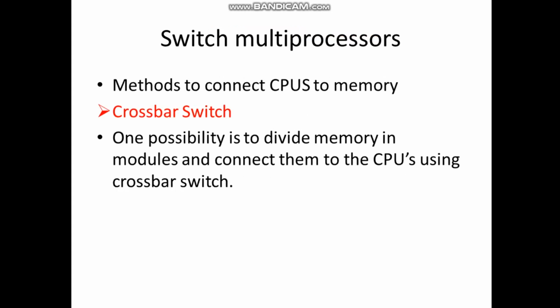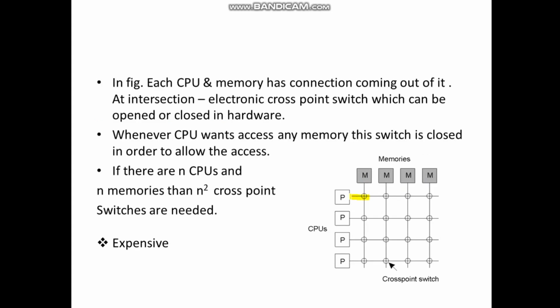Next we have switch multiprocessor. These are the methods to connect CPUs to the memory. First method is crossbar switch. One possibility is to divide the memory into modules and connect them to the CPUs using crossbar switch. In figure, each CPU and the memory has a connection coming out of it. At intersection, there is an electronic crosspoint switch which can be opened or closed in the hardware. Whenever CPU wants to access any memory, this switch is closed in order to allow the access. If there are n CPUs and n memories, then n square crosspoint switches are needed.